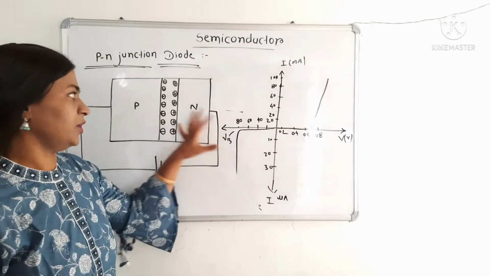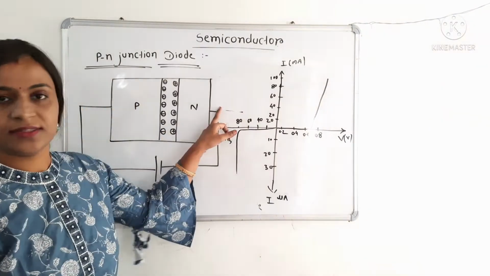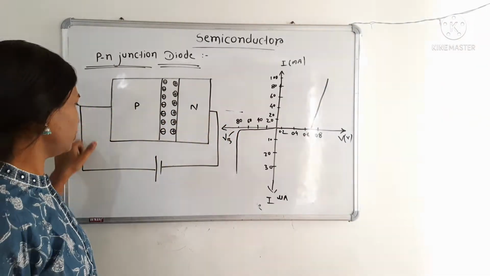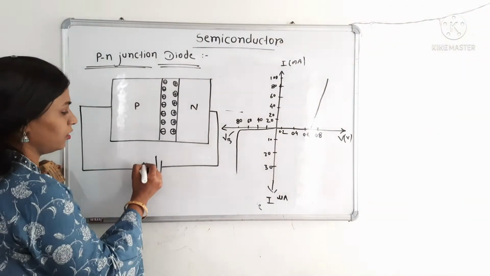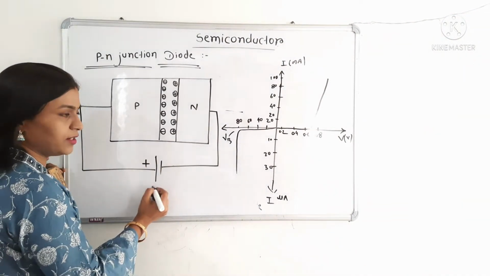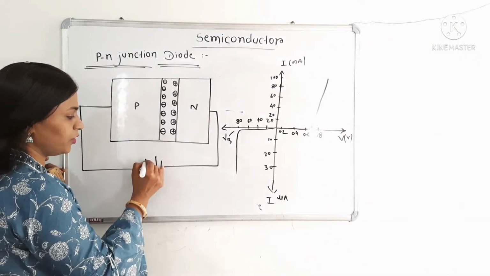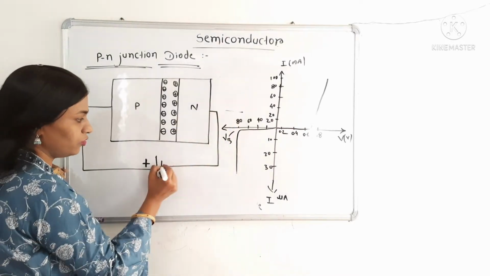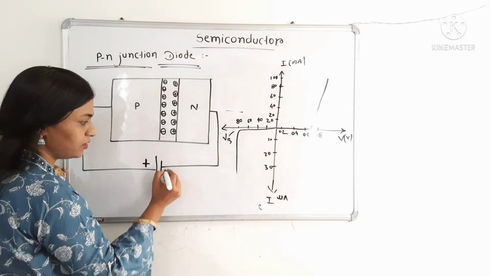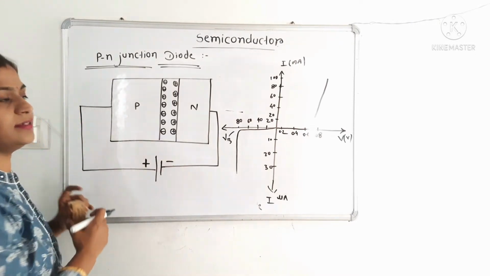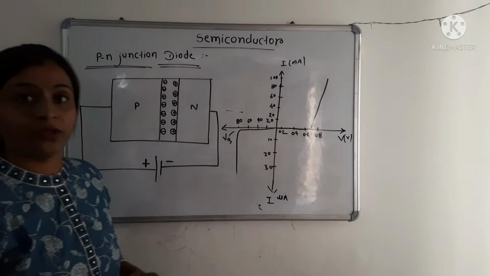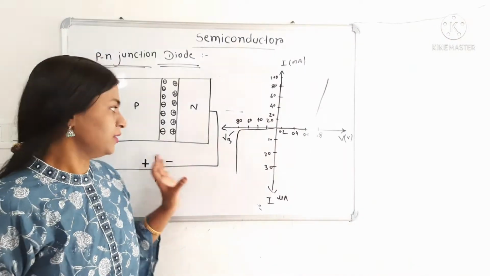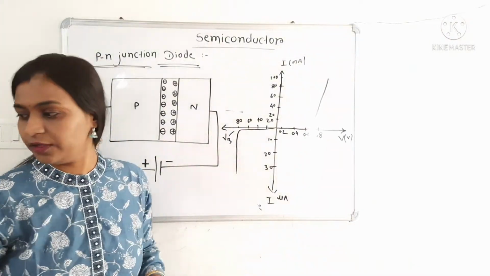These are two terminals, one is positive and another is negative. When the positive terminal of the diode is connected to the positive terminal of the external supply, and the negative terminal of the diode is connected to the negative terminal of the external supply, then we are using this PN junction diode in forward bias. This is forward bias. What happens in forward bias?